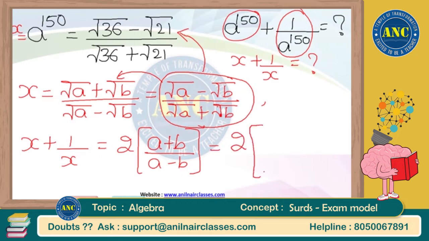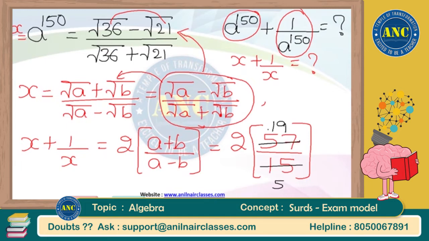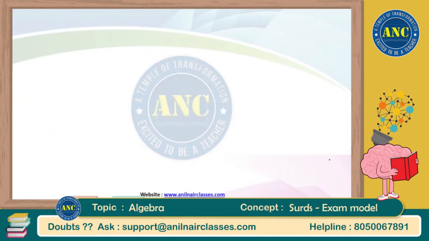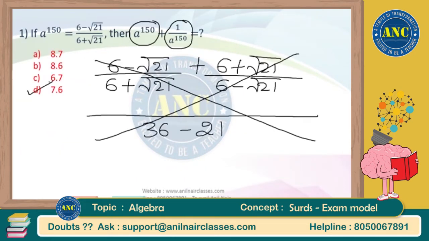So x plus 1 by x is equal to 2 times (a plus b). 36 plus 21 is 57. a minus b, 36 minus 21, is 15. I can further simplify this: 3 into 5 is 15, 3 into 19 is 57. 19 into 2 is 38. 38 divided by 5 should be the answer. 38 by 5 is 7.6. The answer for this question is option D.